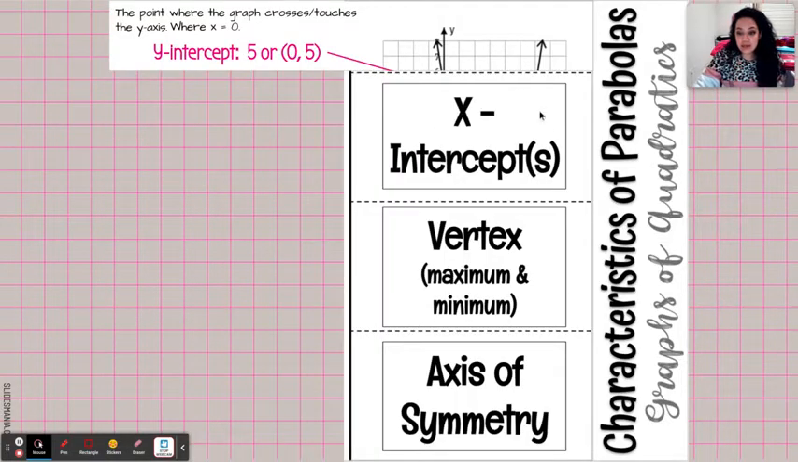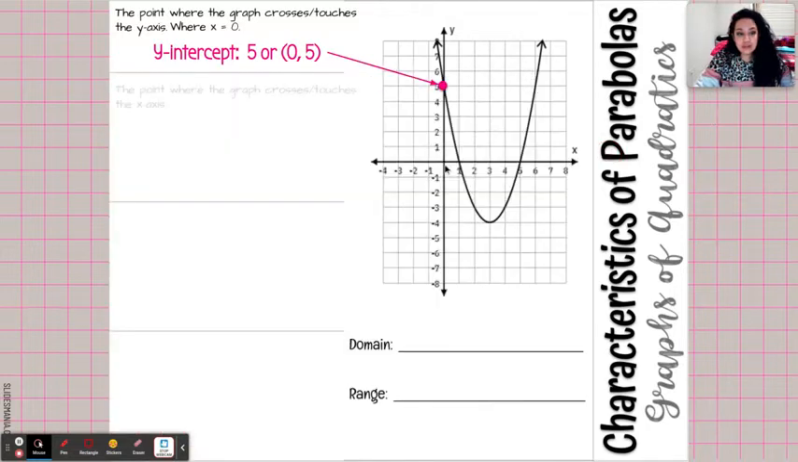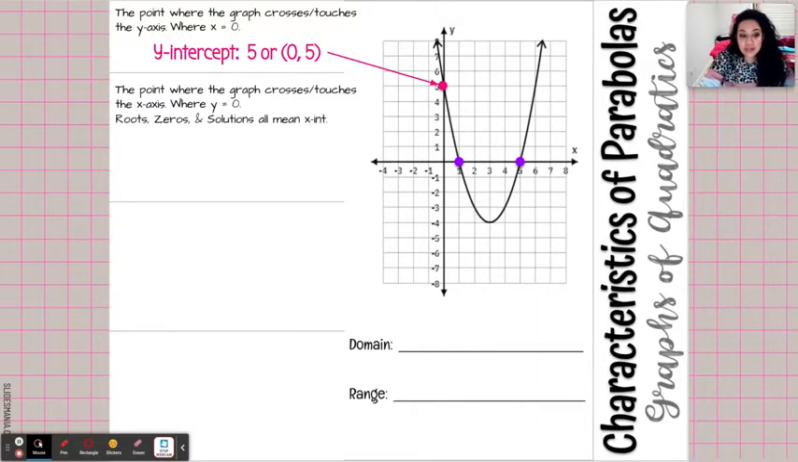The next thing we're talking about is the x-intercept. And notice how it says intercepts, because unlike the line, we can actually have more than one x-intercept. So the x-intercept is the point where the graph crosses or touches the x-axis. The horizontal line is your x-axis, and it is where y is equal to 0. So in this case, we have two x-intercepts. These are also known as your roots, zeros, and solutions.